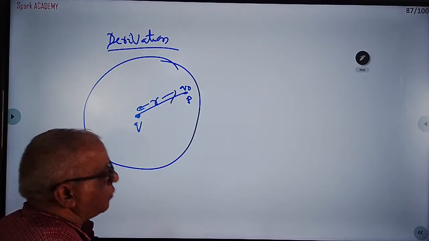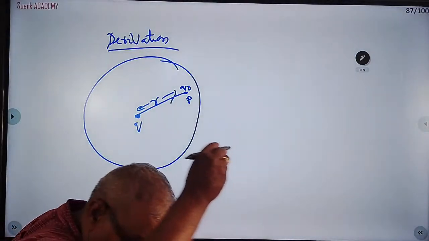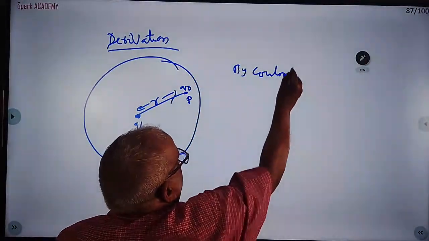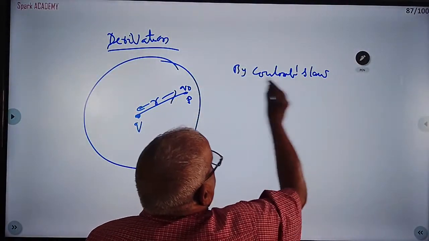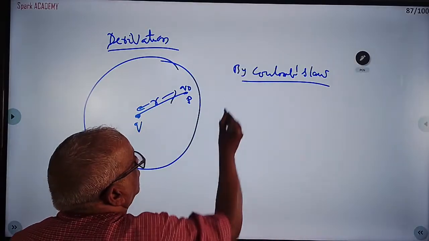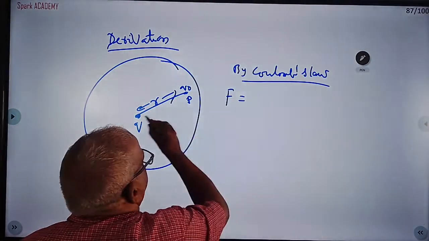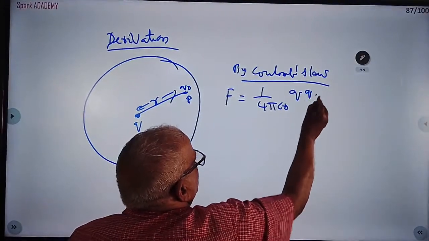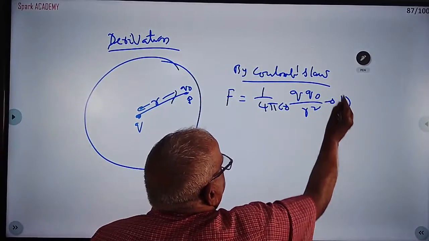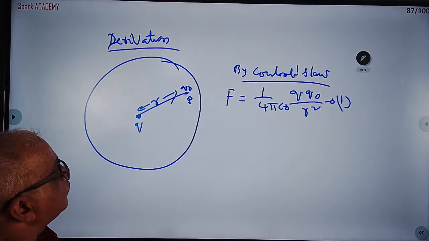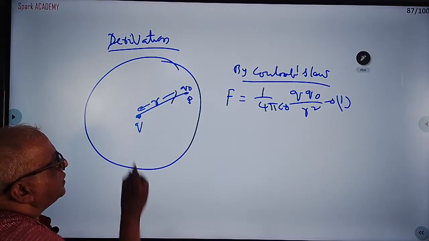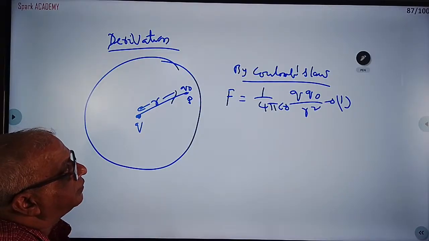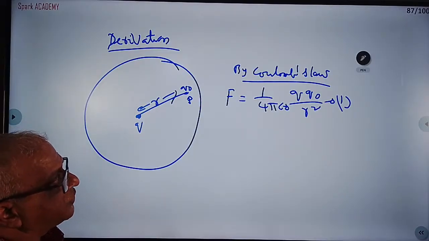So by Coulomb's law, what is Coulomb's law? F is nothing but the force between these two charges, 1 by 4 pi epsilon naught Q Q naught by R square. R is the distance of separation. What is Q? Actual charge around which electric field is there. Q naught is test charge whose electric field is very small.